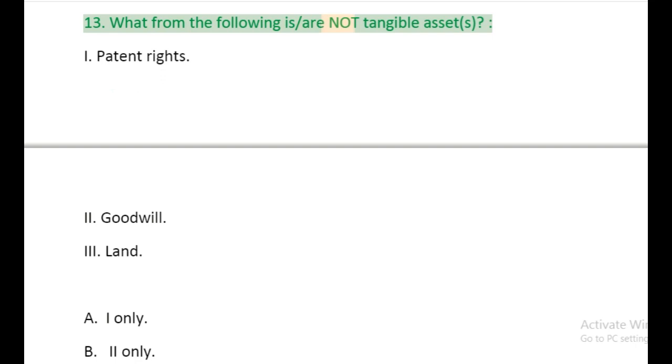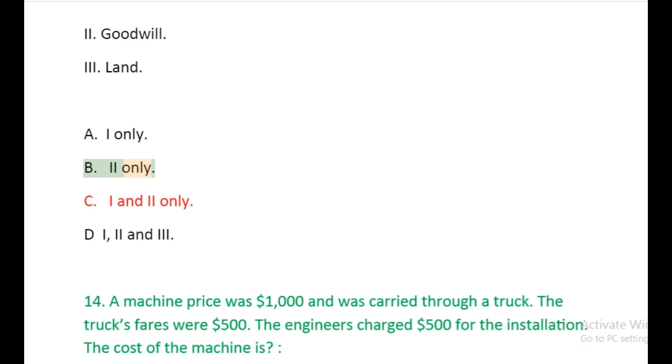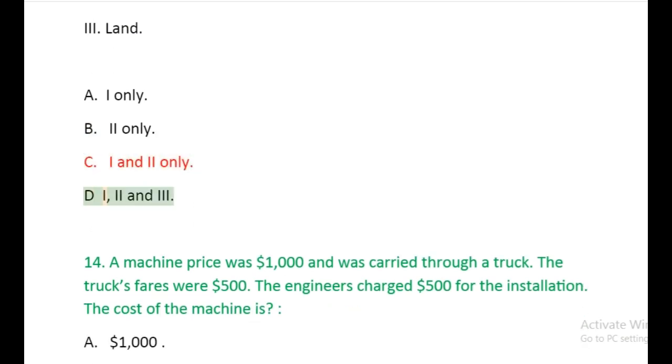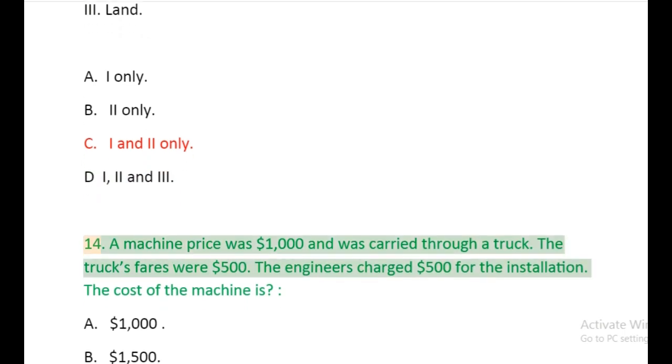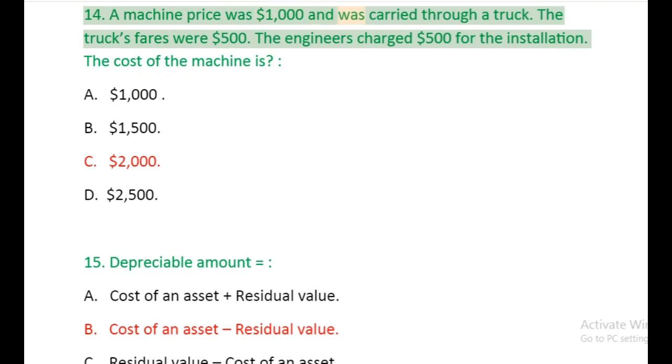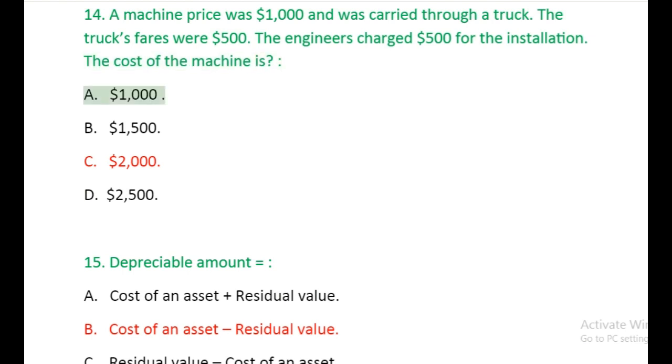What from the following is not a tangible asset? 1. Patent rights. 2. Goodwill. 3. Land. A. 1 only. B. 2 only. C. 1 and 2 only. D. 1, 2 and 3. 14. A machine price was $1,000 and was carried through a truck. The truck's fares were $500. The engineers charged $500 for the installation. The cost of the machine is A. $1,000. B. $1,500. C. $2,000. D. $2,500.